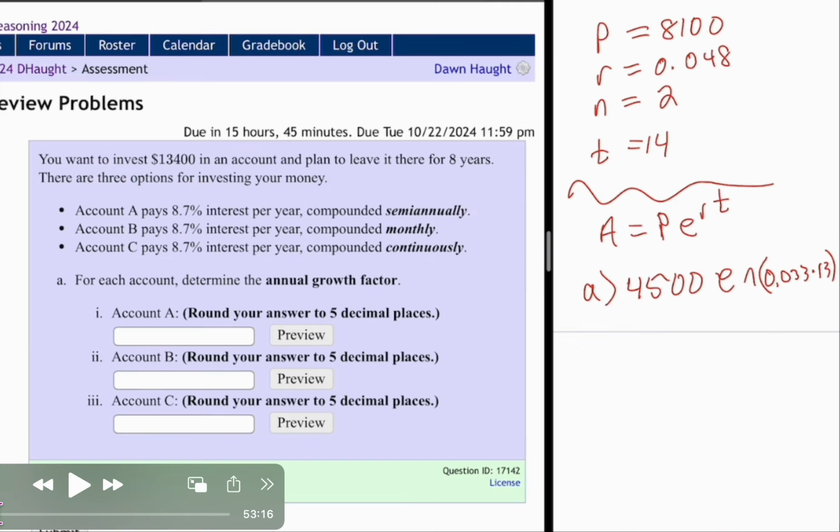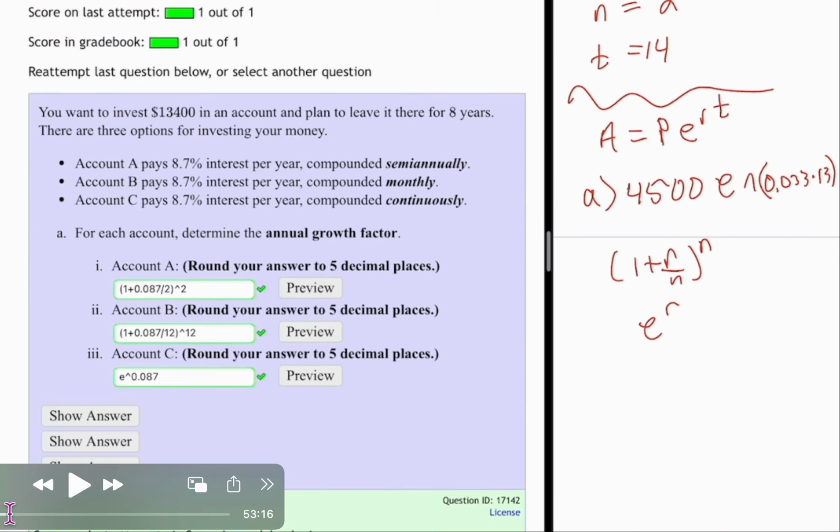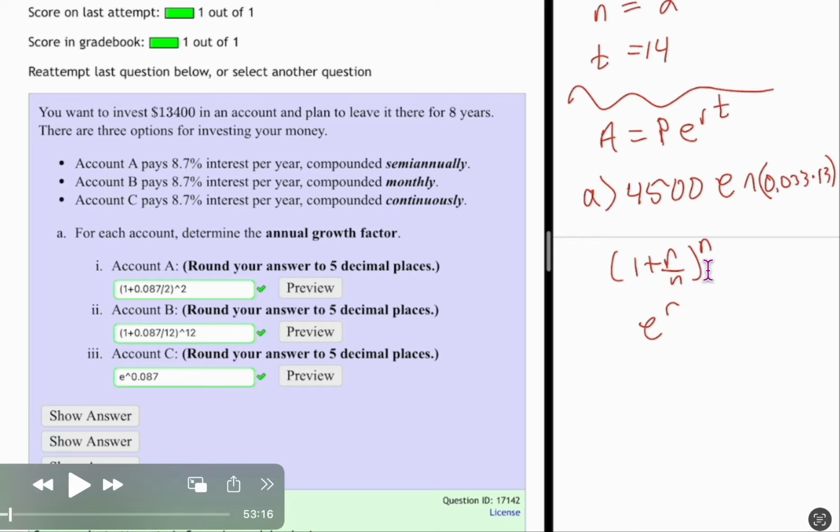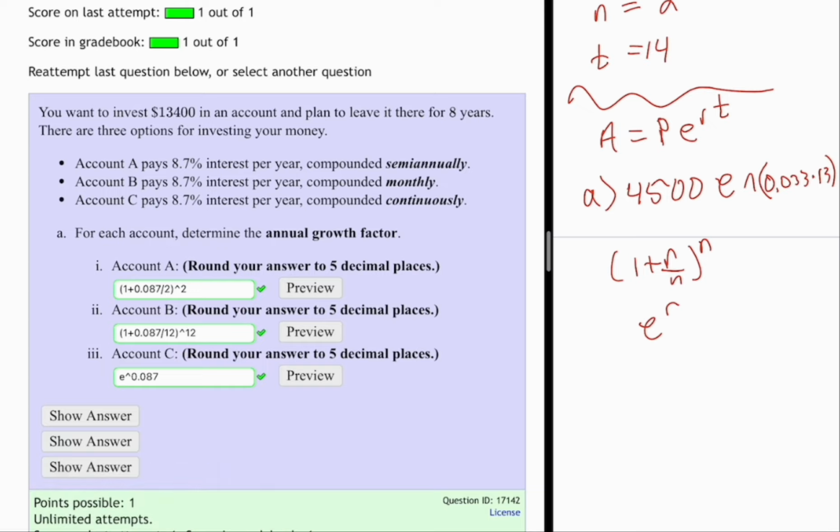Now let's move to question 13. I'm going to fill it all out, get it green for you, and then we'll talk about it. It says, what is the annual growth factor? So the formulas you want here are for a number of times compounded continuously. We wrote that down, if you wrote that down when we were doing question number 10.